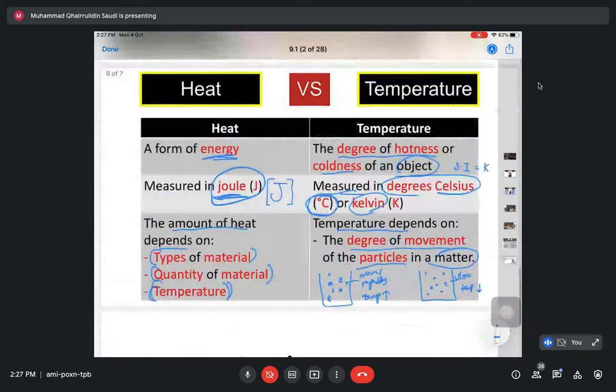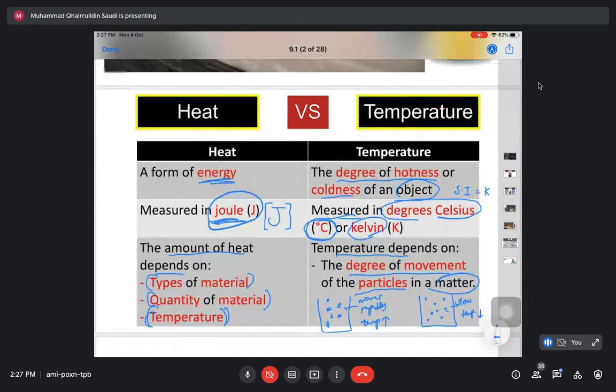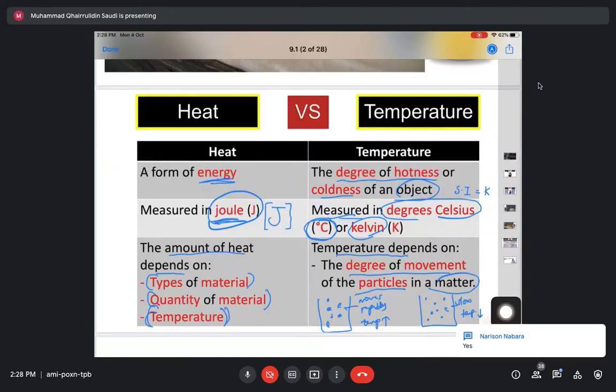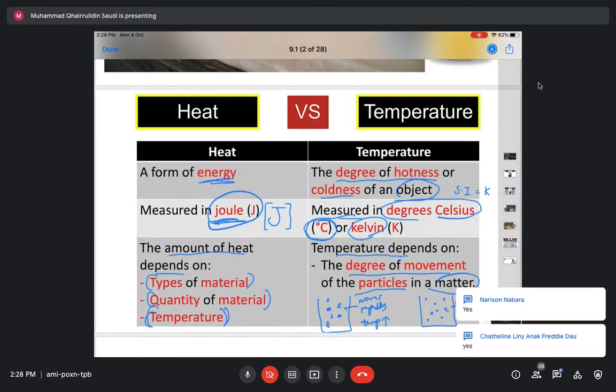Okay, until here, do you understand? Do you have any question? Boleh understand, cikgu. Okay, good. How about others? Alright, if there are no more questions, we are going to the next subtopic.